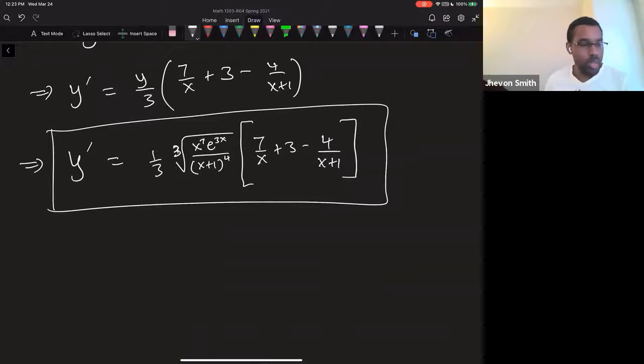We'll stop there. I'll give you a variation on the method next time, as well as going into l'Hopital's rule. But for now, we will end there.